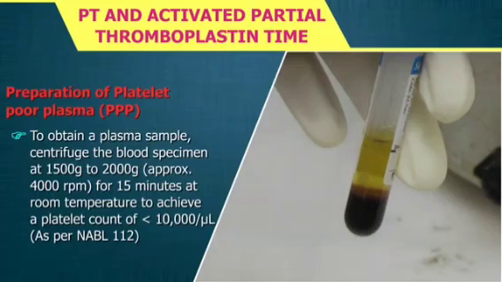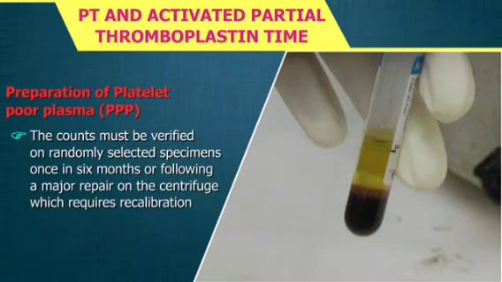Preparation of platelet poor plasma, that is PPP. To obtain a plasma sample, centrifuge the blood specimen at 1500 G to 2000 G, that is approximately 4000 rpm, for 15 minutes at room temperature to achieve a platelet count of less than 10,000 per microliter. This is as per NABL Standard 112.